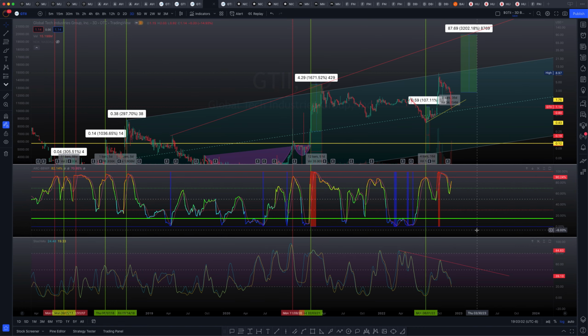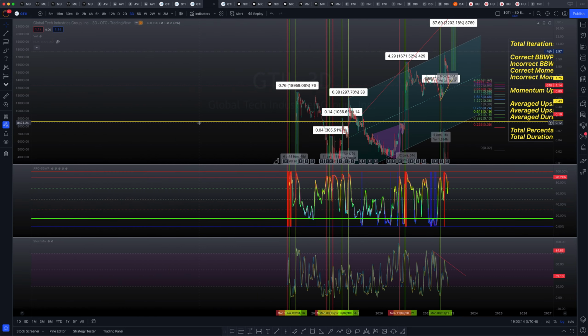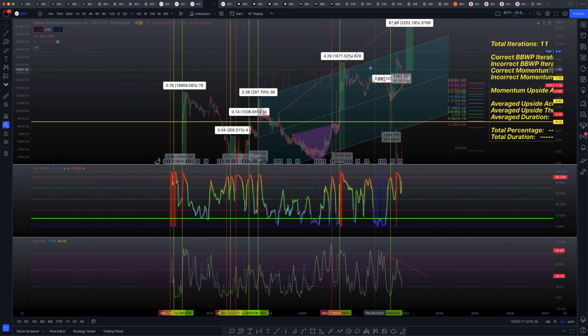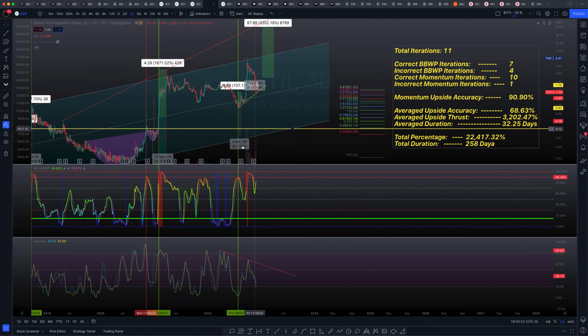In this case, I have actually back tested the stochastic momentum particularly to the GTII ticker, throughout the entire trading history of the GTII asset on the 3-day chart. I noticed that we have a total of 11 iterations made from a back test of volatility versus momentum. Out of 11 iterations, the momentum indicator guessed the asset's upside direction 10 out of those 11 times, giving us a momentum upside accuracy of 90.90%. So this is not perfect, but it's very, very good to consider.